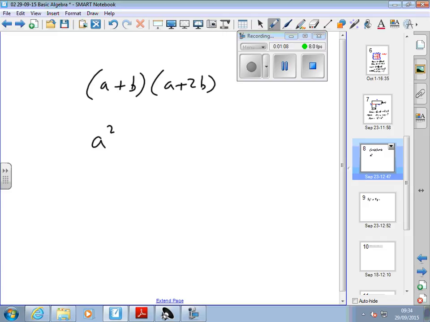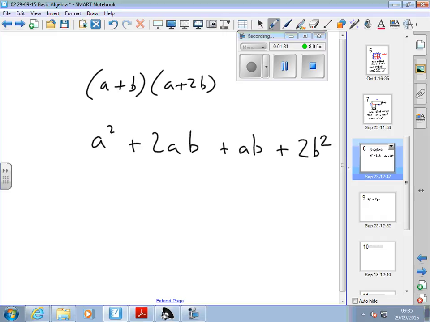A times 2b, 2ab, using the convention, but I could have written ab2 or a2b. They're all the same thing, but numbers first, letters in alphabetical order. And then I go to b times a, which is ab, using the convention. And then 2 times b, 2b squared.